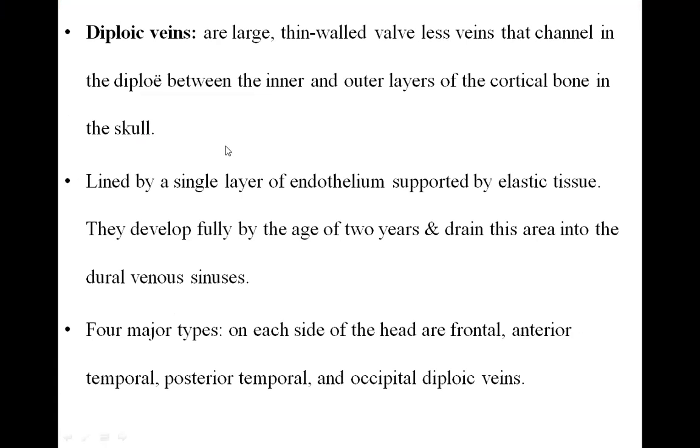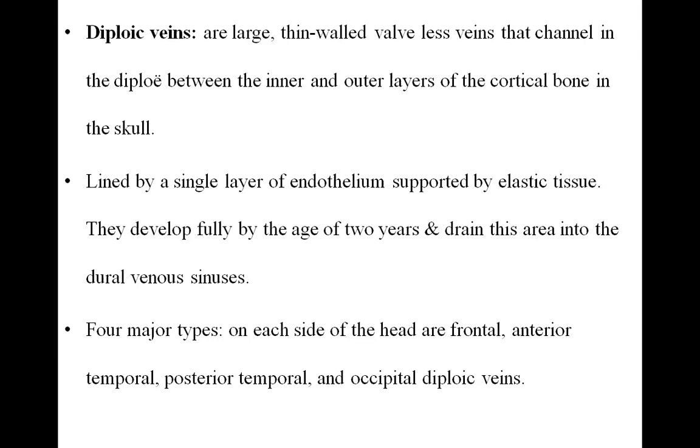Diploic veins. What are the diploic veins? These are large, thin-walled, valveless veins that channel in the diploe between the inner and outer layers of the cortical bone in the skull. When you study the skull, you can see the two layers, inner and outer, of the cortical bone, and you can realize how these diploic veins are located there.